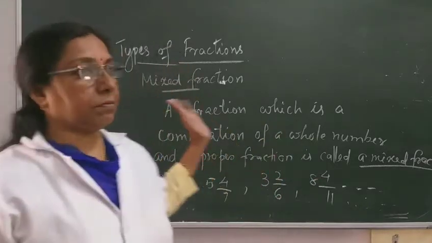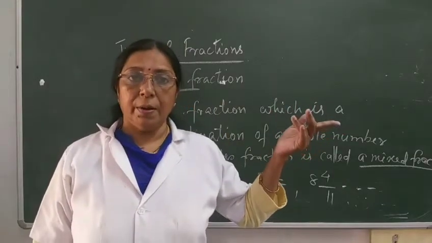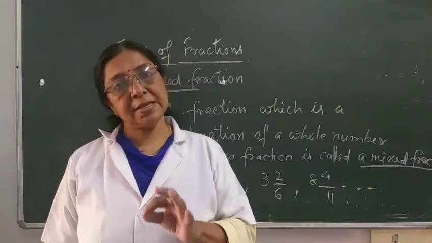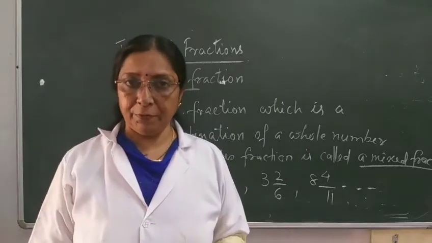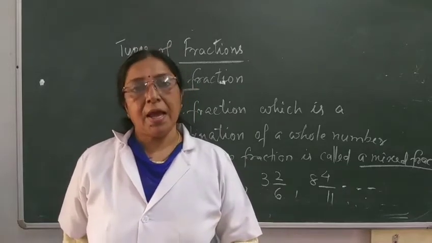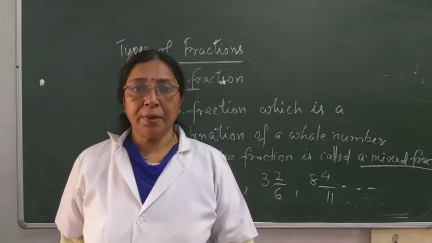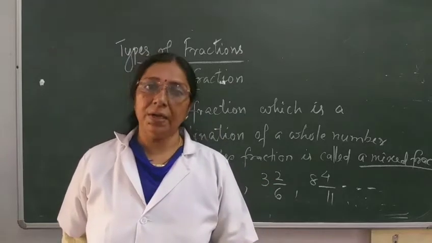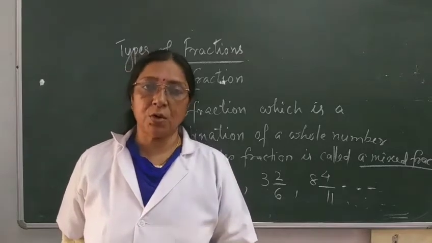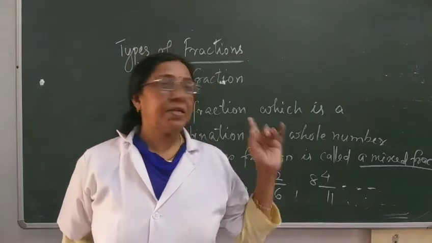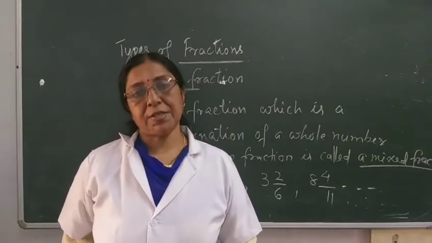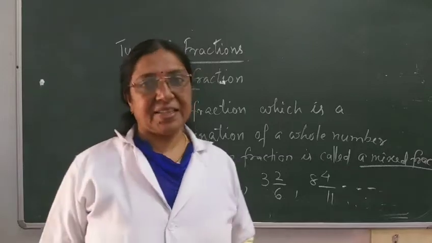Then what is next? Proper fraction. In a proper fraction, the numerator is smaller than or less than the denominator, and in an improper fraction, the numerator is greater than or equal to the denominator. Such fractions are called improper fractions. Then mixed fraction. It is the combination of a whole number and a proper fraction. Understood? Okay children, thank you so much.